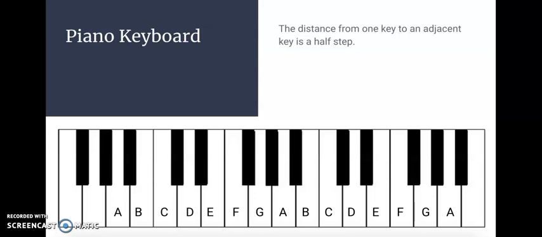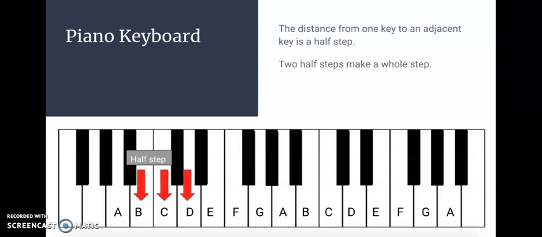The distance from one key to any adjacent key is a half step. 2 half steps make a whole step. So if we look where B and C are, there's nothing between them. B is adjacent to C, which means that B to C is a half step. But if we look from C to D, there is a key between those. That means that that's a whole step.